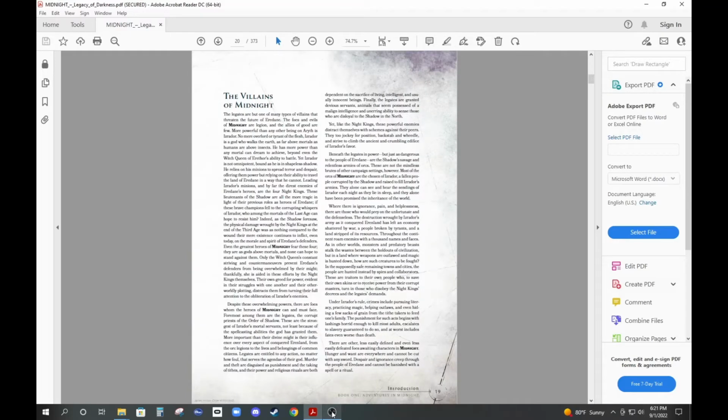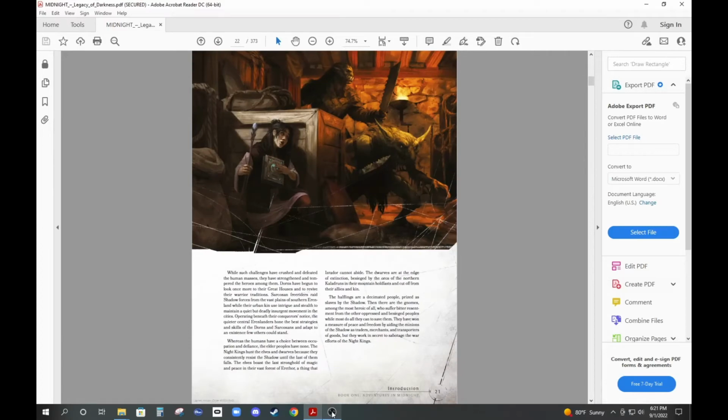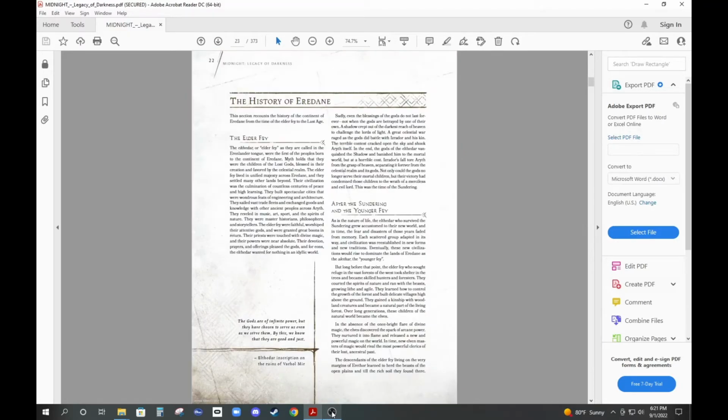So there's some information here about the villains of Midnight beyond just, obviously, the shadow itself. There are the Night Kings that you can read about. There are witch takers as well. So all sorts of things here for the shadow, ready to take out the heroes of the game.